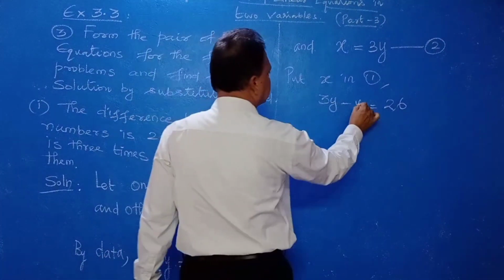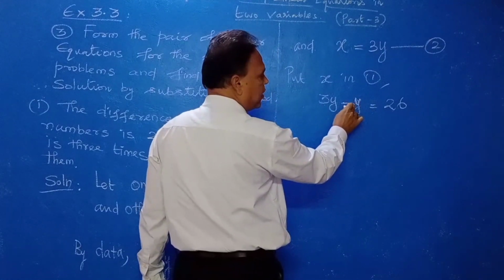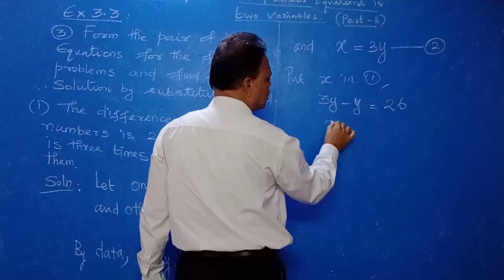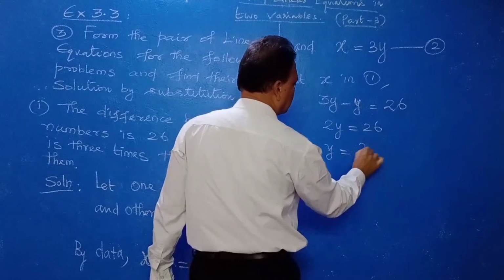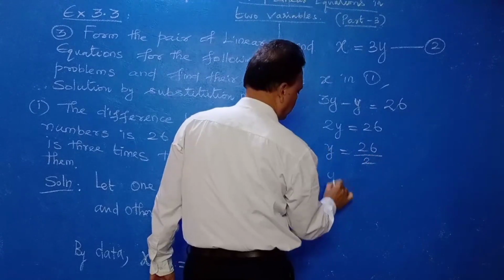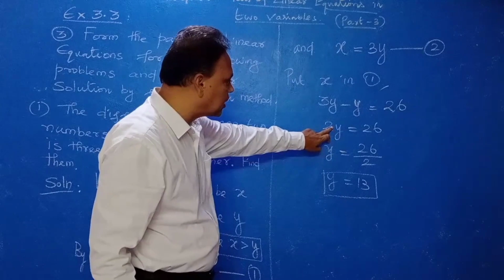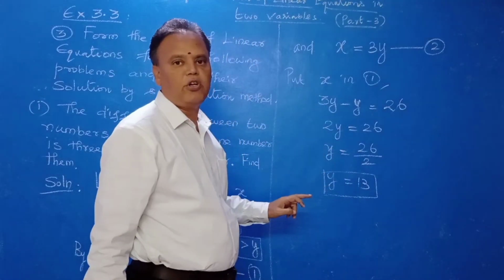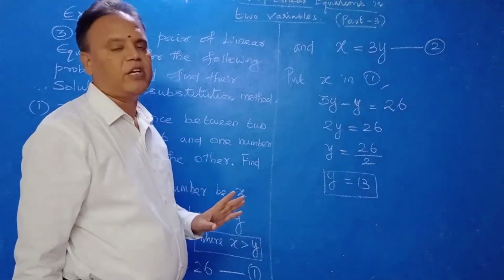So 3y minus y is what? 3y minus 1y is 2y, equal to 26. Therefore y is equal to 26 by 2. So y is equal to 13. Here, 'into there' means you should divide. So dividing, you will get 13.